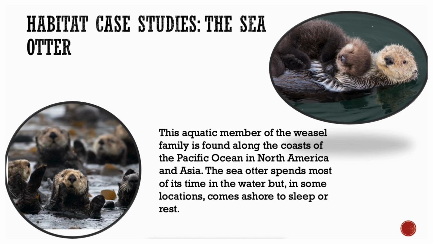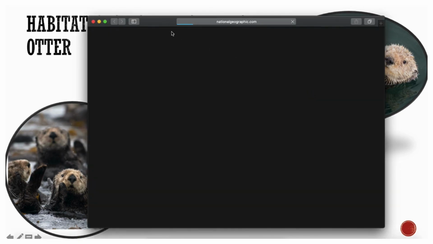Now, the first case of habitat is going to be the sea otter. This aquatic member of the weasel family is found along the coast of the Pacific Ocean in North America. The sea otter spends most of its time in water, but in some locations comes ashore to sleep or rest.